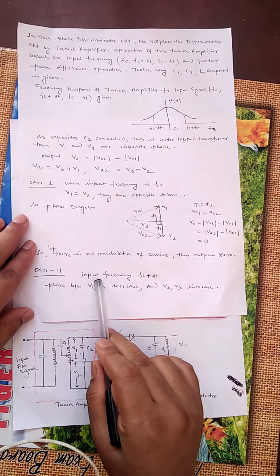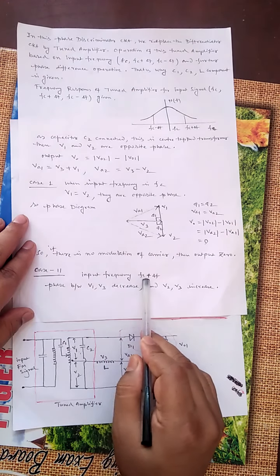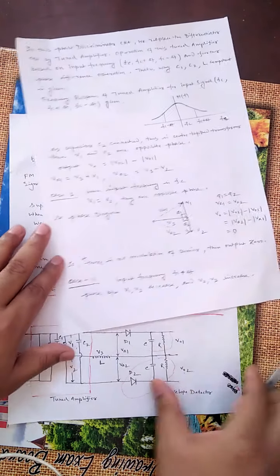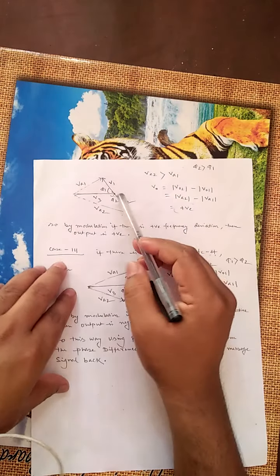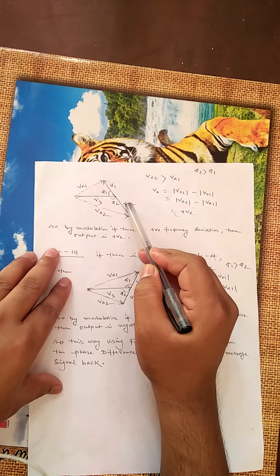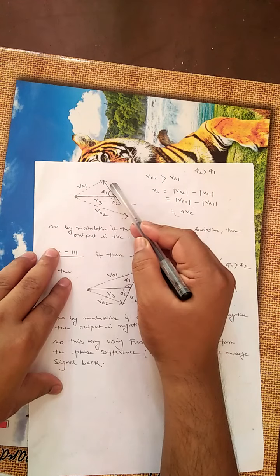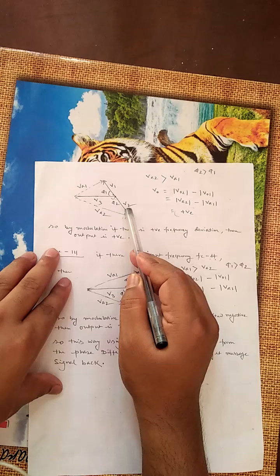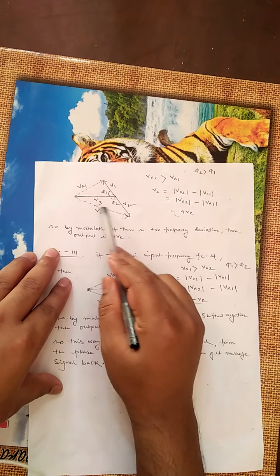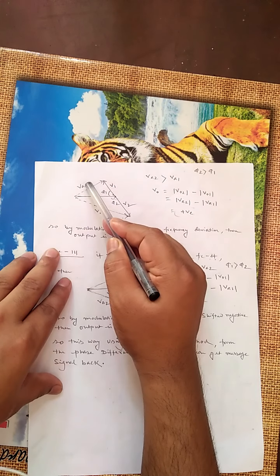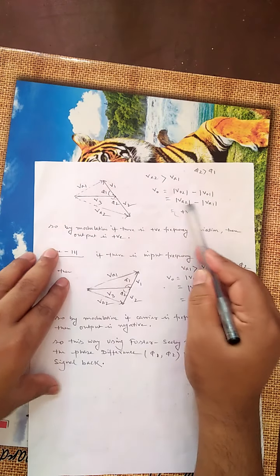Now suppose my input frequency increases to FC plus delta F. What happens at that state? The phase angle between V3 and V2 increases, and the phase angle between V3 and V1 decreases. That means diode D2 conducts more current. So the input voltage VA2 increases and the input voltage VA1 decreases. So we get a positive voltage.